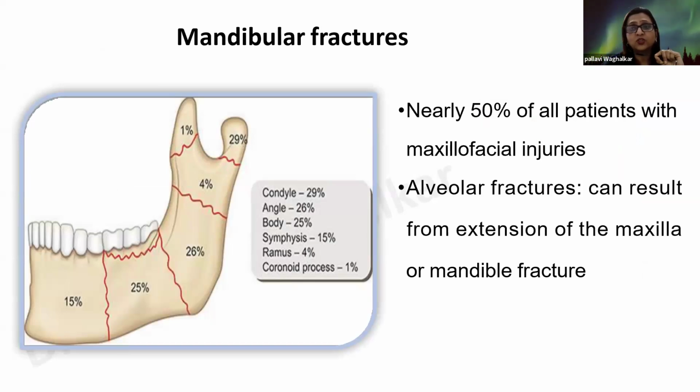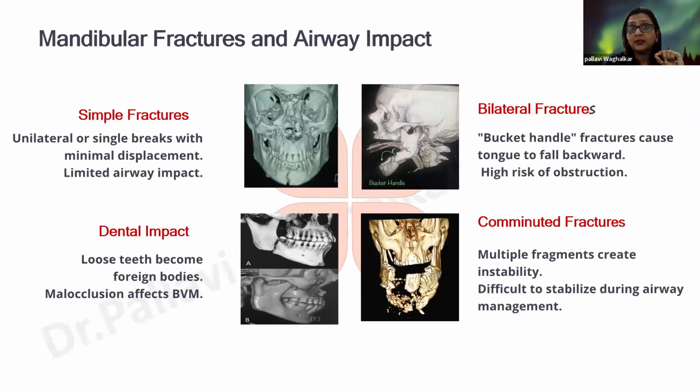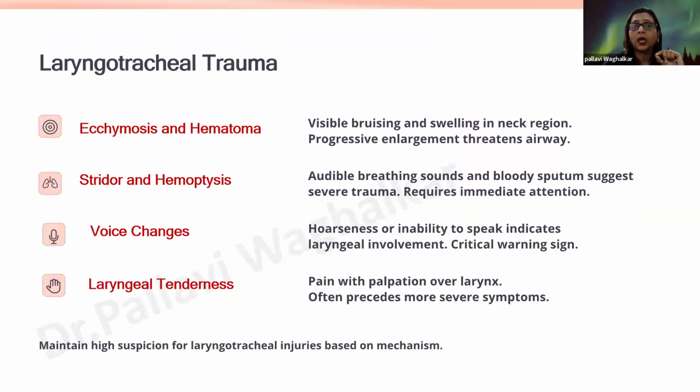In 50% of patients with maxillofacial injuries, there will be mandibular fractures, and condylar fractures are the most common among mandibular fractures. Mandibular fractures have an airway impact. Simple fractures, generally unilateral or single breaks, will not have that much impact. But bilateral fractures, the bucket handle fractures, can cause the tongue to fall backward, and there might be a higher risk of obstruction. Dental impact: loose teeth can become foreign bodies. Malocclusion will affect your bag valve mask ventilation later on. If there are comminuted fractures, then multiple fragments can create instability, and there will be difficulty stabilizing the airway.